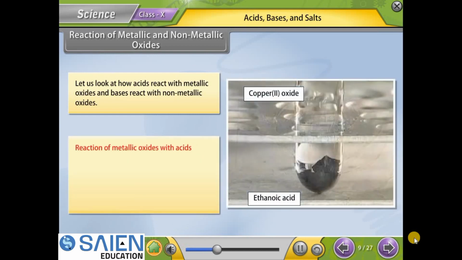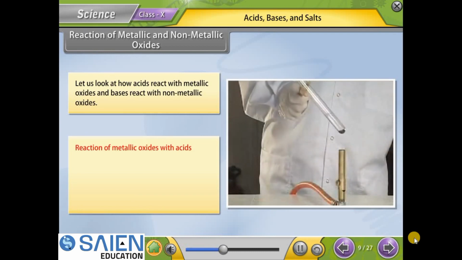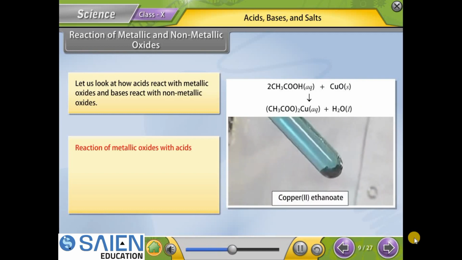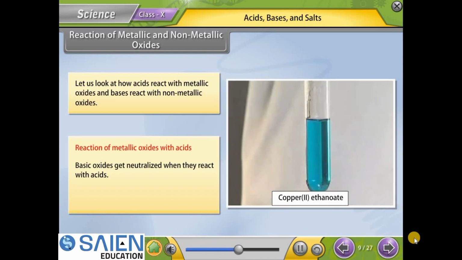Reaction of metallic oxides with acids. Oxides that add on hydroxyl ions to their molecules are called basic oxides. These oxides get neutralized when they react with acids. Acids undergo neutralization reaction with basic hydroxides to form salt and water.